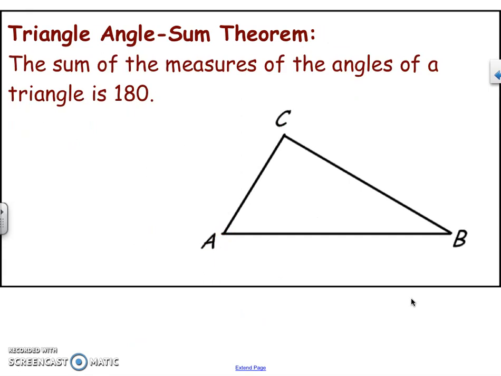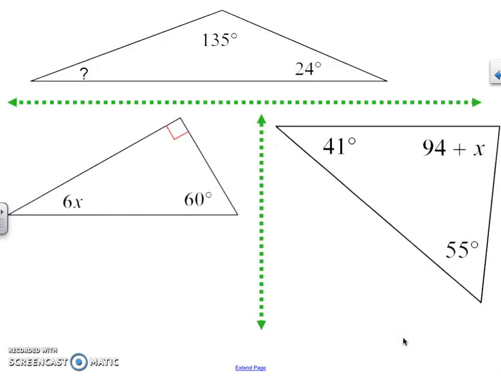So the triangle sum theorem says that the sum of the measures of the angles of a triangle is 180. So we know that. So if I say A plus C plus B, I should get 180 degrees, okay? So let's look at some math. I've got three little problems up here. We're just going to practice setting them up.